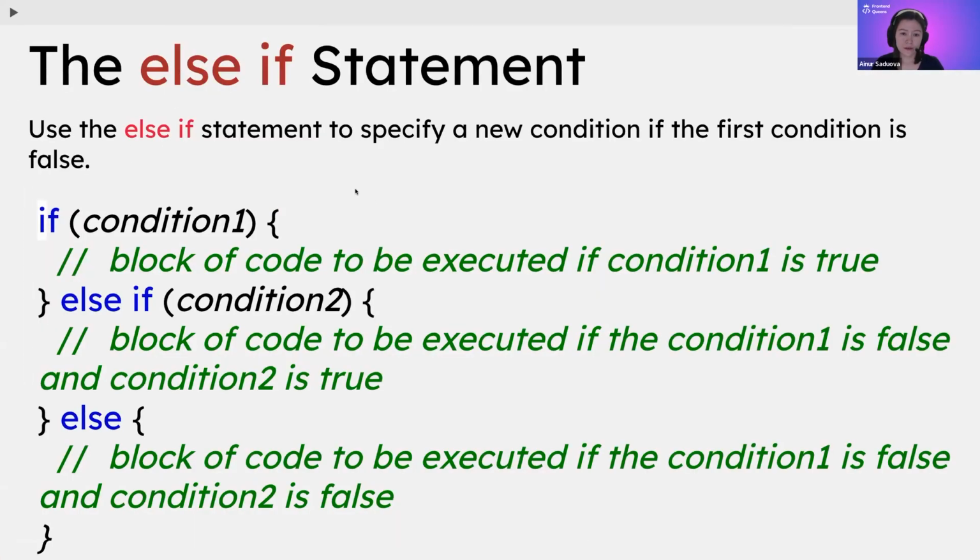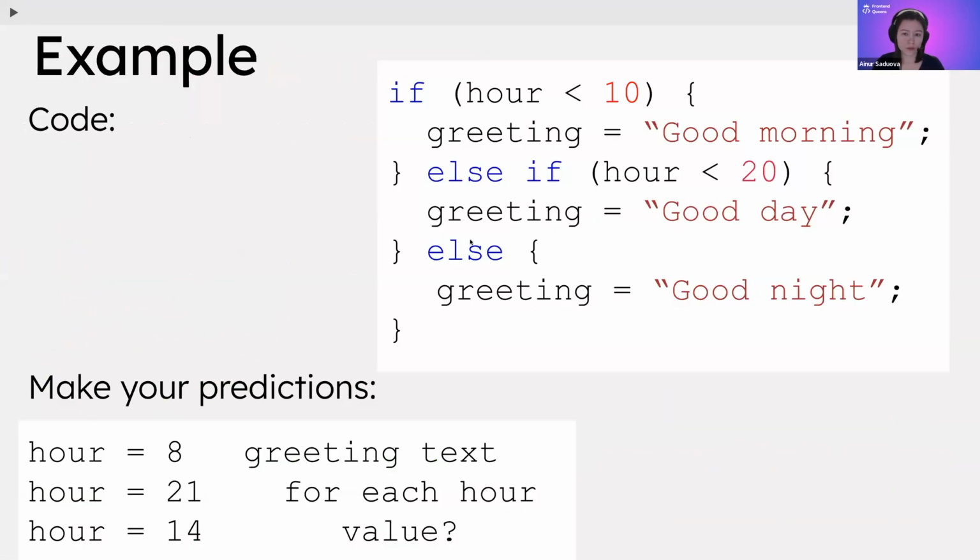Now, what if you want to check several conditions? For this, you can use the else if statement to specify a new condition if the first condition is false. For example, if condition 1 is false, then the program will check the second condition in the else if block. And if it's true, it will be executed. But if this condition is also false, it will fall into the else block. So let's check with an example.